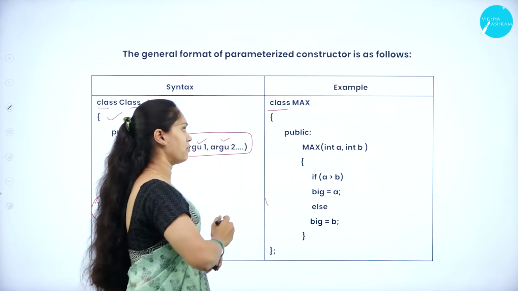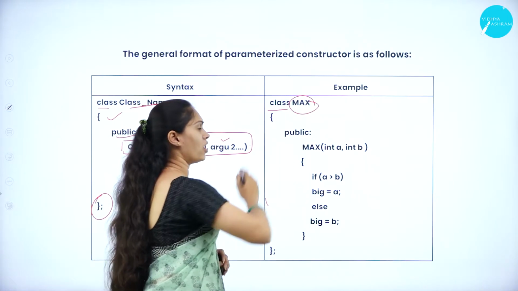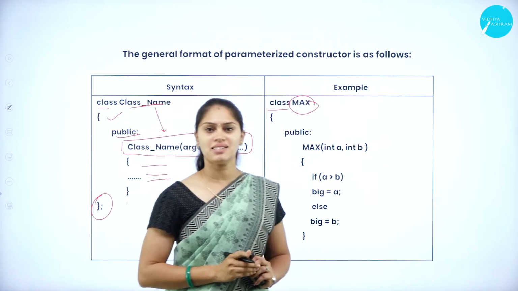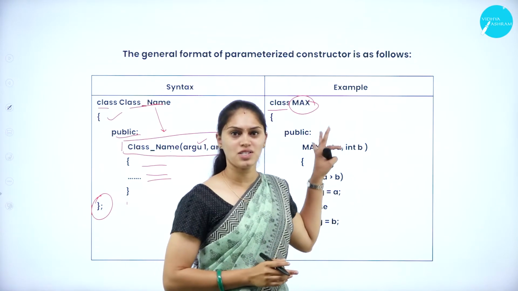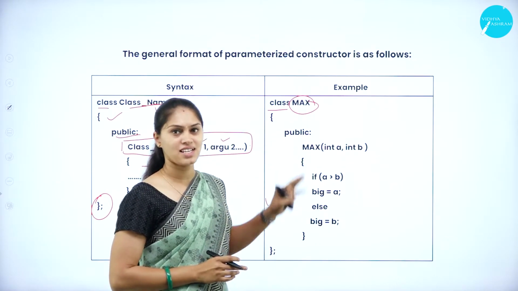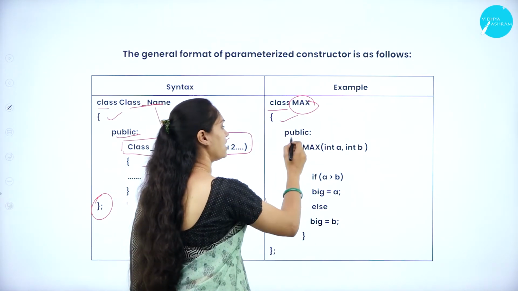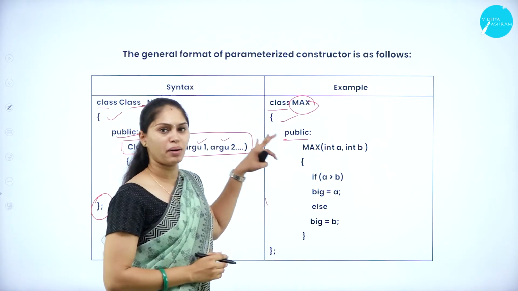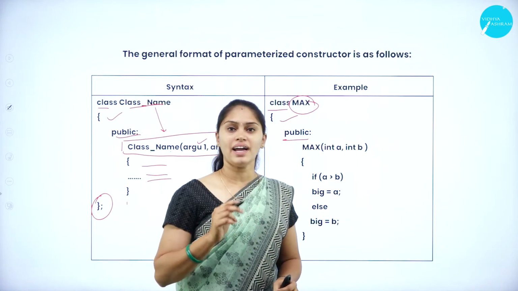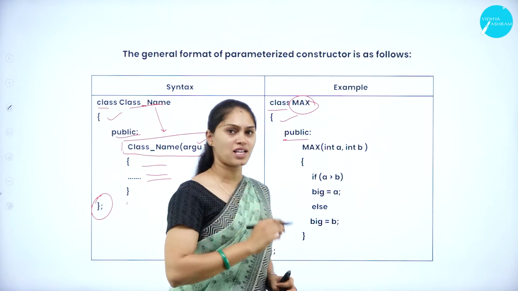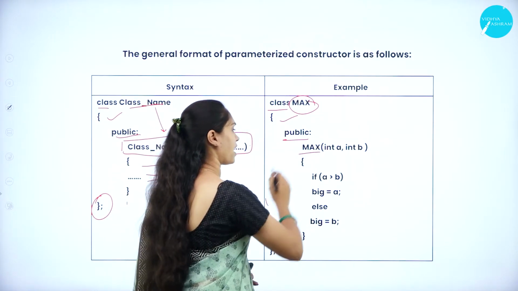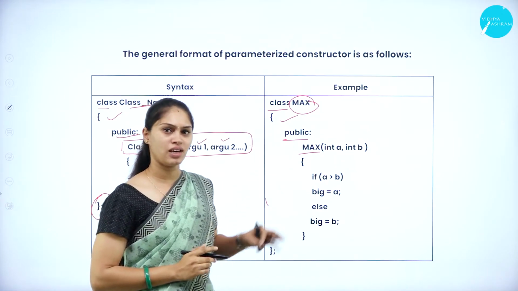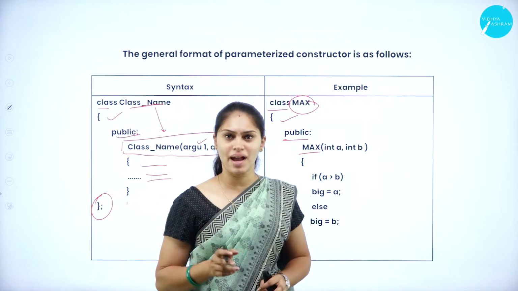Here class is a keyword and I have a class called Max, M-A-X, that is the class name here, and this opening of the curly brace indicates the opening of class scope. Under the public access specifier, I have a member function called Max. What is the member function here? Max.